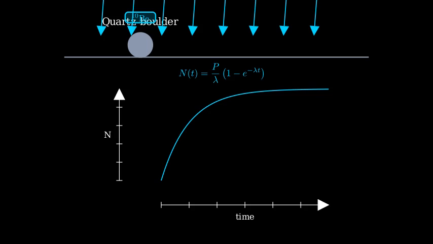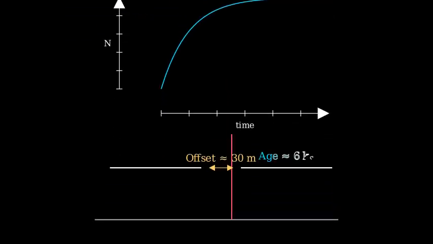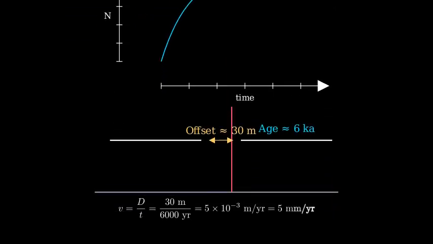A classic tectonic application is to get fault slip rates by dating offset landforms. Date the surface with cosmogenic exposure, measure the offset, and divide. For example, 30 meters of offset and 6,000-year age gives 5 millimeters per year.